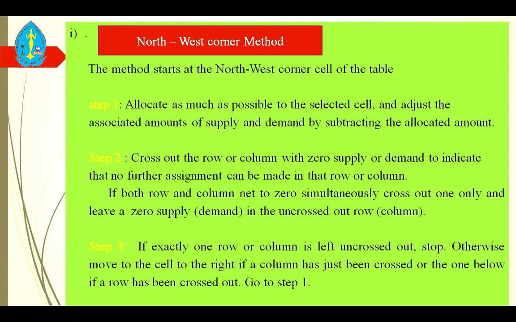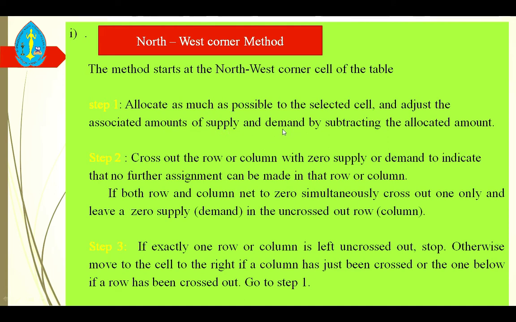Step 3. If exactly one row or column is left uncrossed out, stop. Otherwise, move to the cell to the right if the column has just been crossed out, or the one below if the row has been crossed out. Then go to step 1. That is, allocate as much as possible to the selected cell and adjust the associated amount of supply and demand by subtracting the allocated amount.